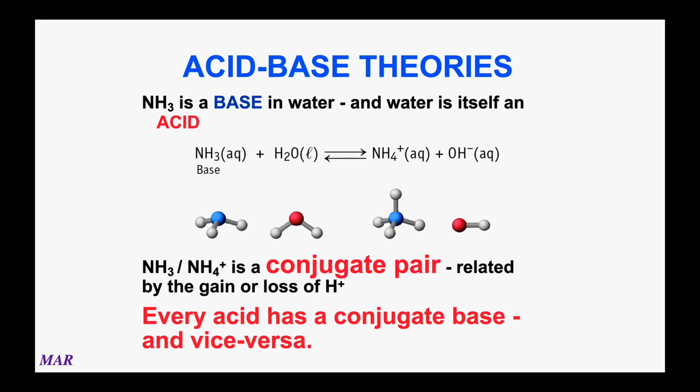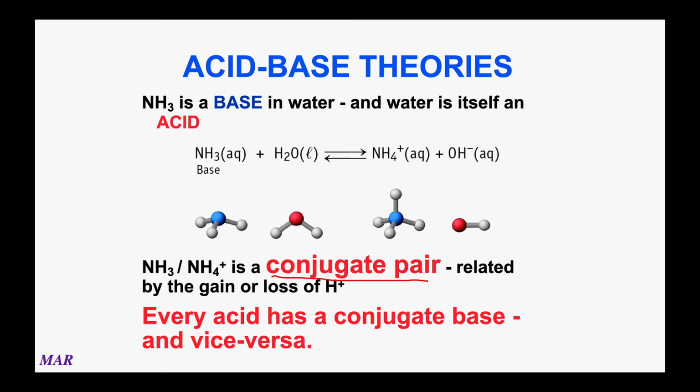A conjugate pair is a pair of chemicals related by an H plus. So in the last slide, I mentioned how ammonia and ammonium are related by an H plus, and so are water and hydroxide. If you have two chemicals that are related by an H plus, where one gives up the H plus and the other accepts it, we're going to call them a conjugate pair. So ammonia and ammonium are a conjugate pair.